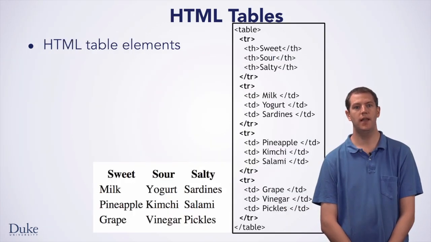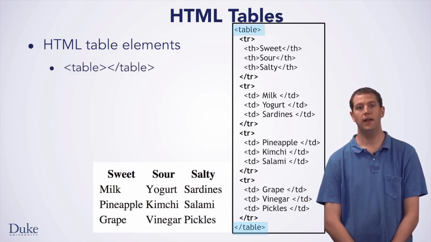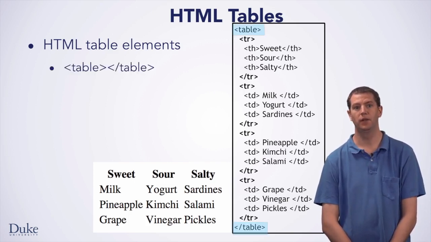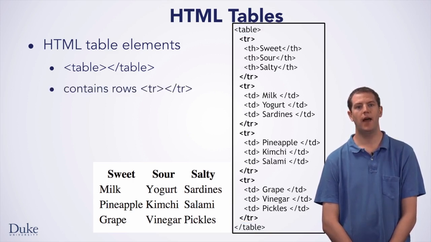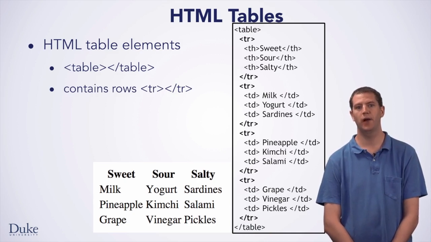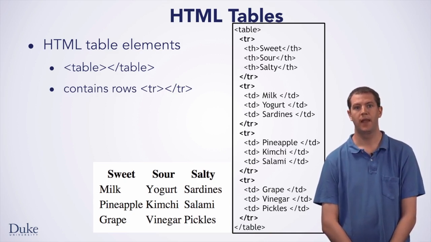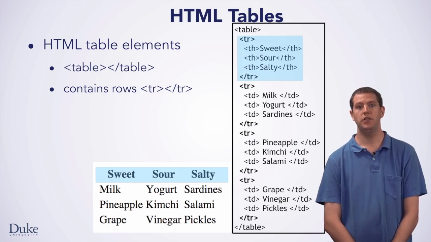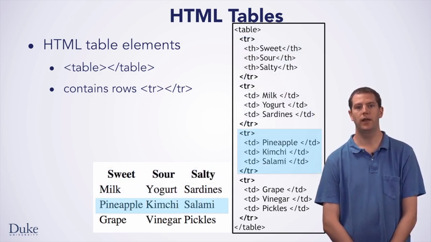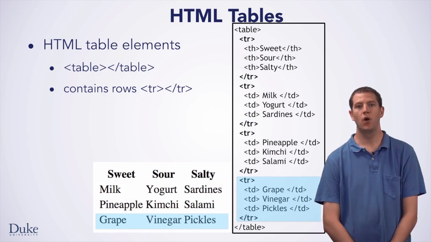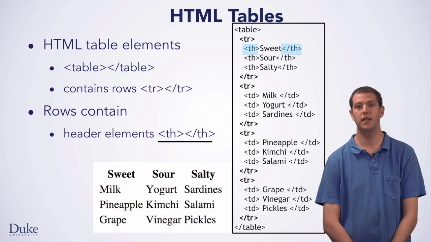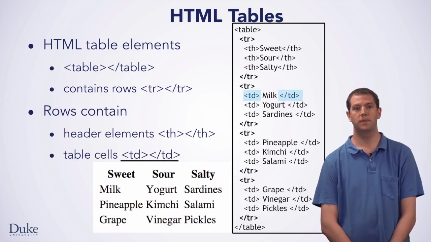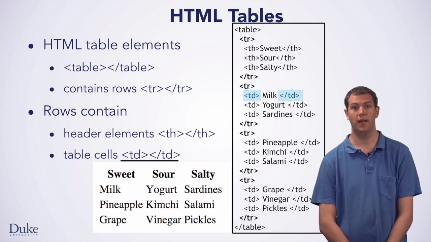Now, let us look in depth at the HTML elements that were used to make this table. First, you write a table tag at the start of the table, which has a matching closing table tag at the end of the table. Next, you write a tr tag, which stands for table row, for each row of the table. As you can see here, each tr corresponds to one row in the resulting table. Rows can either contain th tags, which specify header elements, such as these, and td tags, which specify the data for non-header elements of the table.